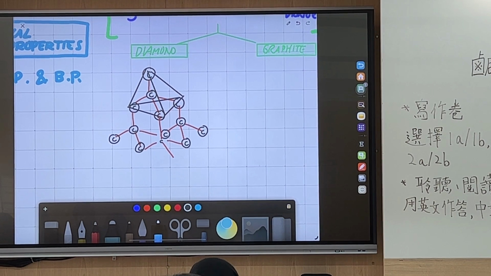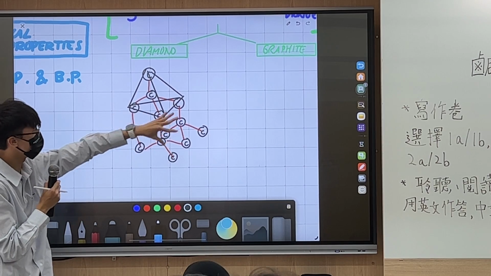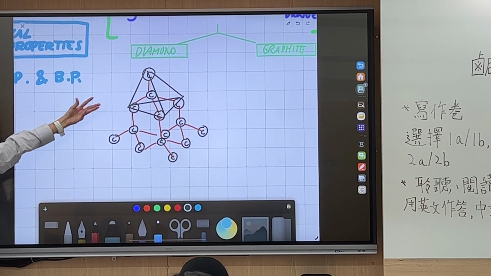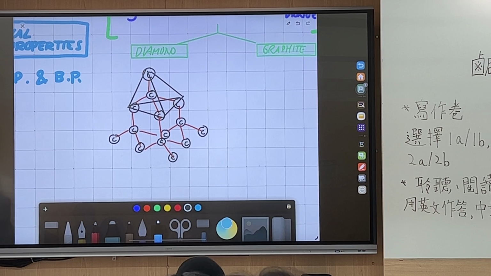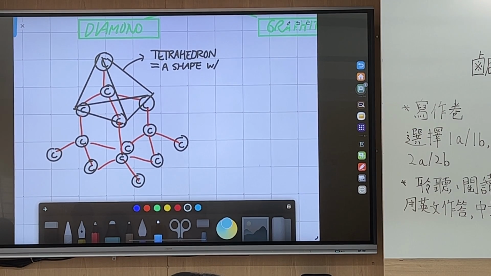Okay, so you have C, C. Can you see that I'm just duplicating this tetrahedron over and over? I copy it, I paste it here, paste it here, paste it here. Then you can treat carbon as a bunch of connected tetrahedra. Okay? So write down this shape. You will learn this again in Form 5. Tetrahedron. It's a shape with 6 edges, okay, with 6 edges being equal in length. So that's diamond.